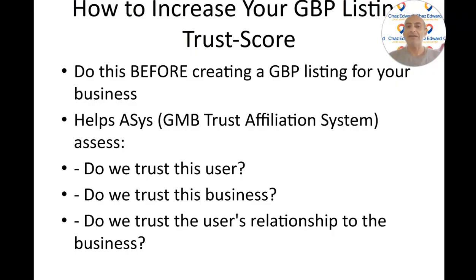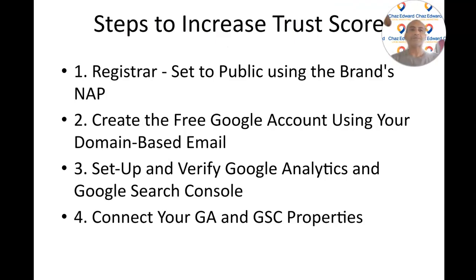It's going to help the AI assess: do they trust the user, the business, and the relationship between the two? Pretty straightforward. Steps to increase trust scores. Start at number 1, your registrar. NAP consistency starts at the domain level.